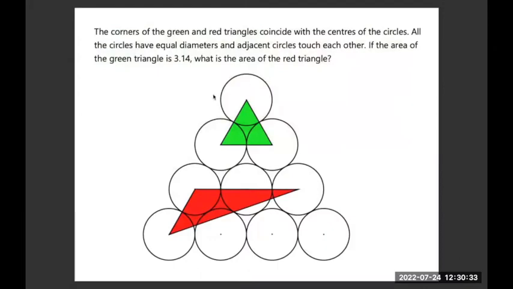Here you're given some kind of a form, and you're supposed to find the area of the red colored triangle. What you're given is, all the circles are of equal radius or diameter, and each of the circles are touching each other edge to edge. There's no overlap between two circles. And you are given the area of this green colored triangle. You have to find the area of the red colored triangle. The area of the green colored triangle is 3.14, which is given here.